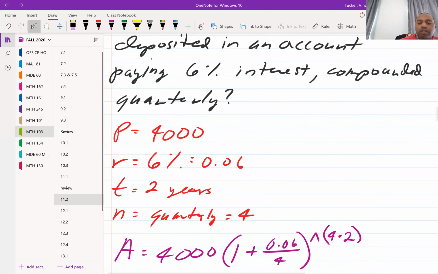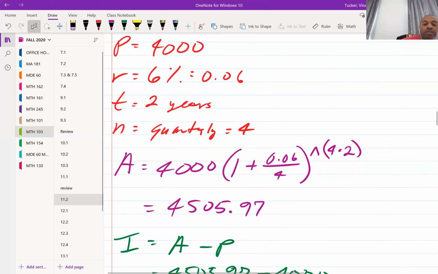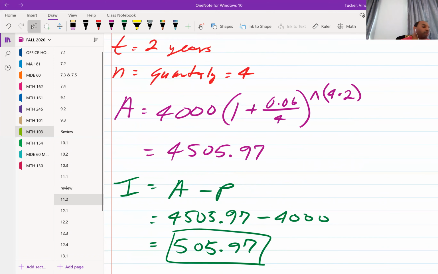All right, so plug it into the formula. 4,000 times (1 plus 0.06 divided by 4) raised to the 4 times 2 power. That's 4505.97. And remember, if you want to find the interest earned on that, A minus P, take your future value minus your principal, that original amount. So it's 4505.97 minus 4,000, and that's 505.97.